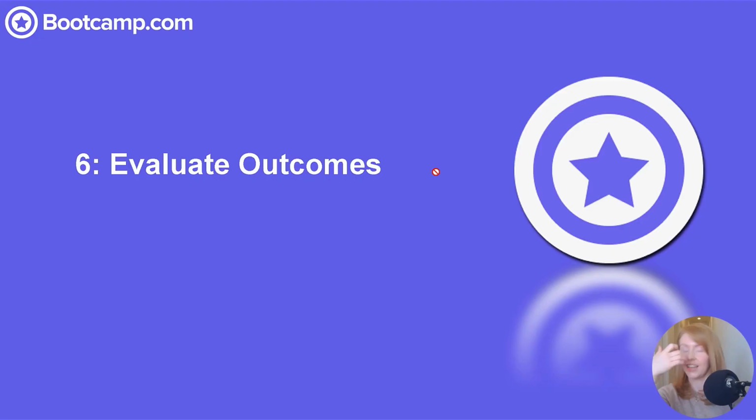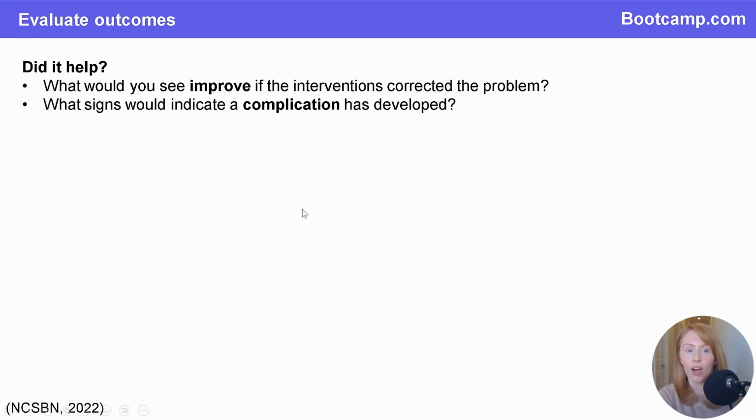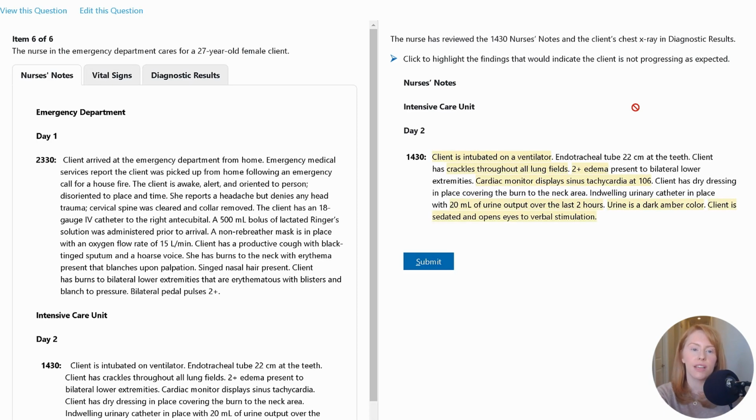And that is correct. Then your final step in any next-gen case is to evaluate outcomes or decide, did it help? Did everything that I've done so far in this case help to correct those priority problems? In other words, what would I see improve if the interventions corrected the problem, or what signs would indicate a complication has developed? So we're going to look at this example from our burn case, where this client came in involved in a house fire.